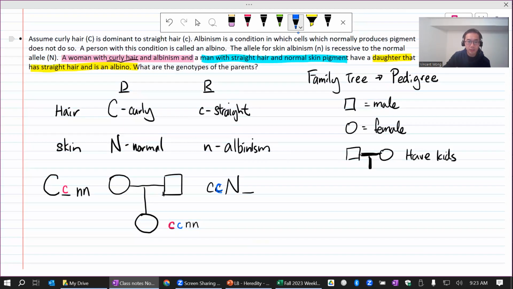Same argument here. One of the N's has to come from the mother, right? Which means the other N has to come from the dad. And that's how we figure out the genotype of the parents.